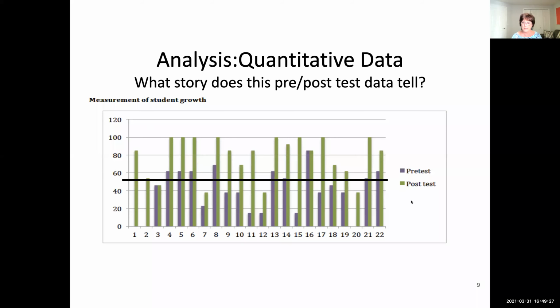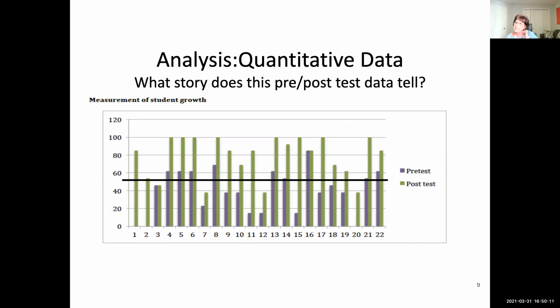Okay, what else do you notice? What else do you wonder about? Student 3 and student 16 scored exactly the same on their pre and post test. That should be explained. You have some students who actually demonstrated no growth. What happened? And sometimes, again, it's as simple as they went on vacation or whatever it is. Or look at number 16.